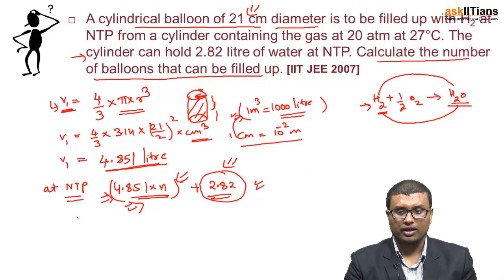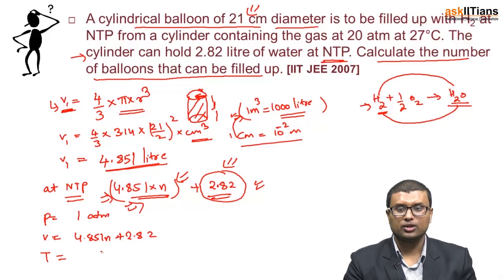Now at 1 atm pressure, this is at NTP, the volume is 4.851 N plus 2.82 liters. And what is the temperature? What is NTP? NTP is nothing but 25 degrees centigrade, so it will be 25 plus 273, nothing but 298.